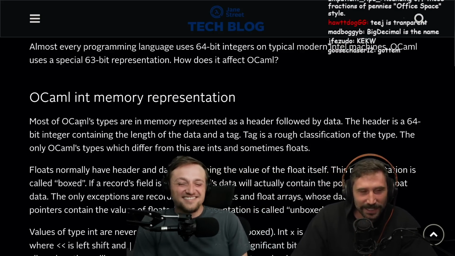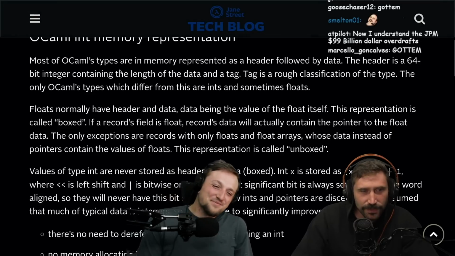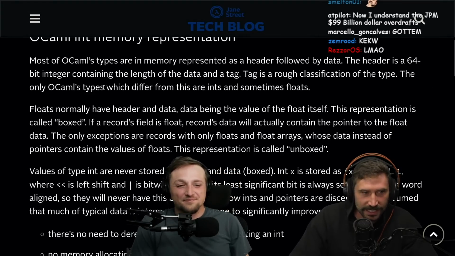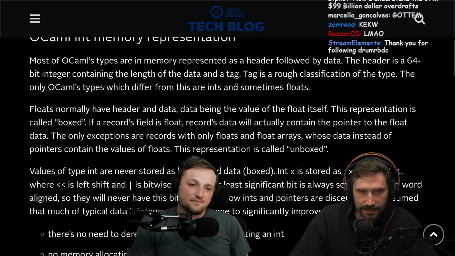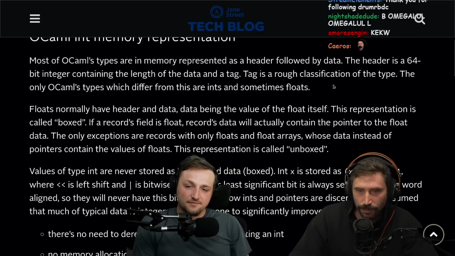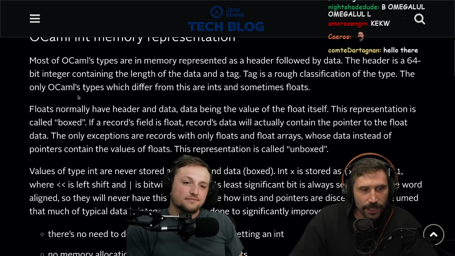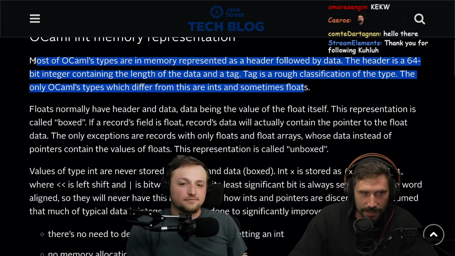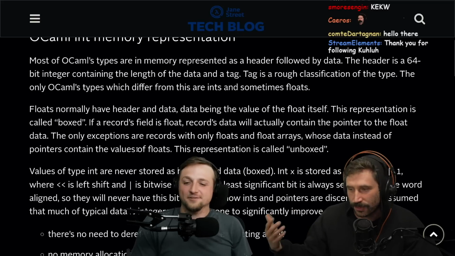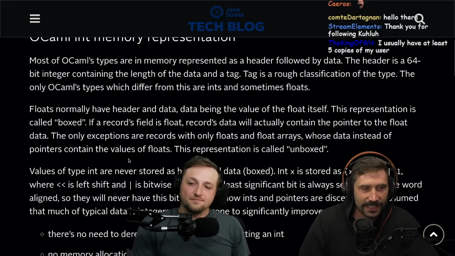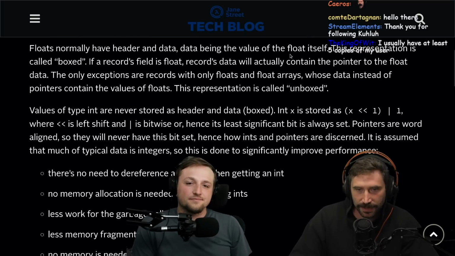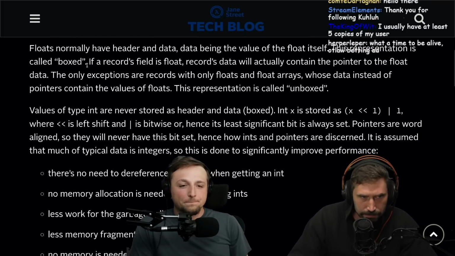OCaml int memory representation. Most of OCaml's types are represented in memory as a header followed by data. The header is a 64-bit integer containing the length of the data and a tag. A tag is a rough classification of the type. The only OCaml types which differ from this are ints and sometimes floats. Okay, so I might be on the right track. I'm using my knowledge of what V8 does, and that's why I'm guessing this, because they have SMIs as well. Floats normally have a header and data being the value of the float itself. This representation is called boxed.